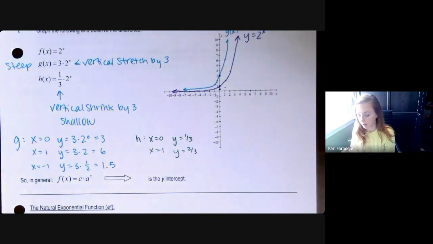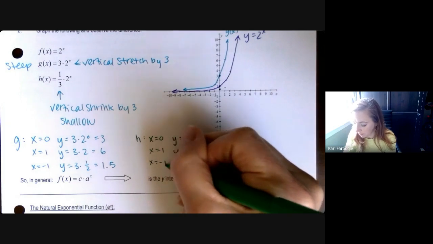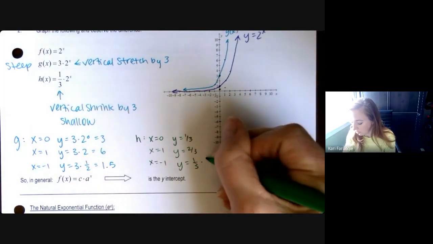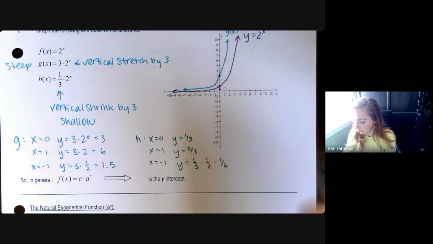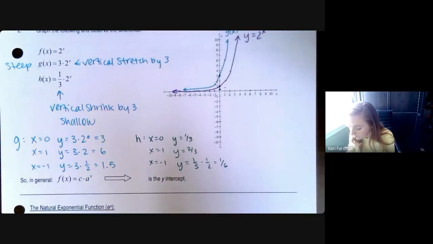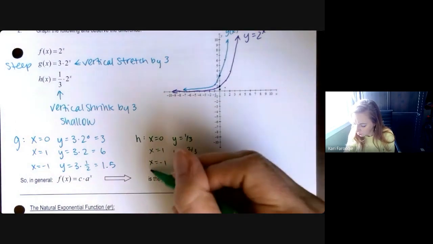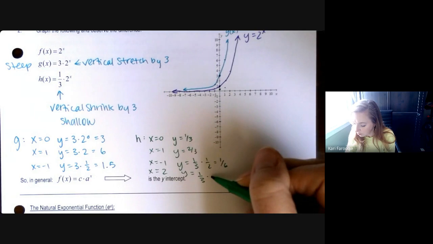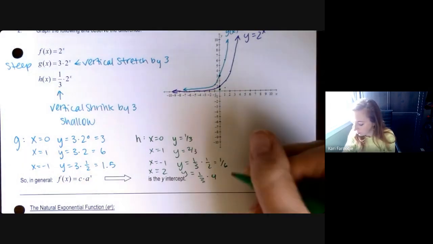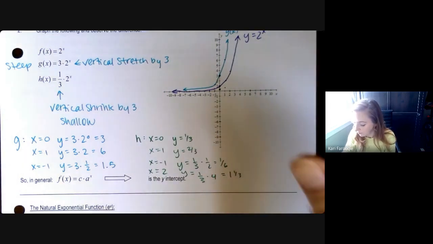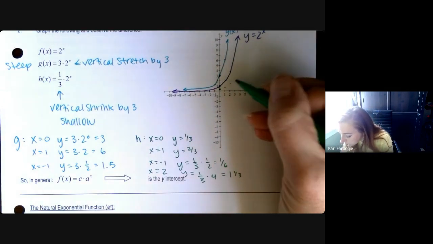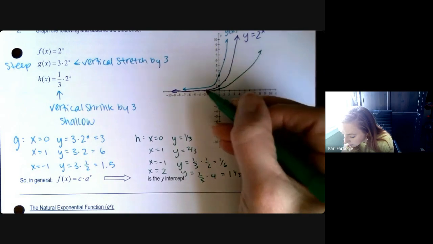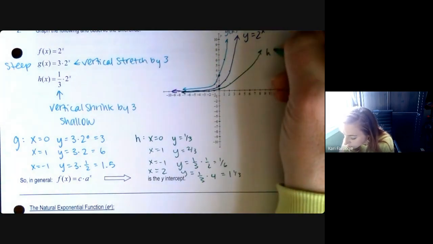Now you can kind of see how the behavior of the graph is changing. When x equals -1, the y is 1/3 times 1/2, which is 1/6. So super, super small. What happens at 2? If x is 2, y is 1/3 times 4, which is 4/3. So like 1 and 1/3. So again, still just climbing, but slowly. So this would be h of x.